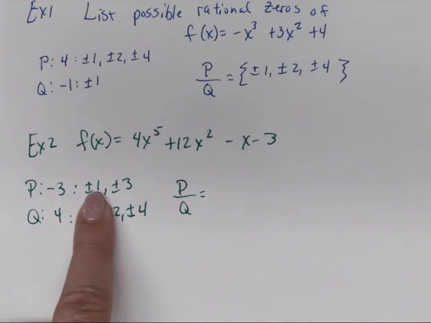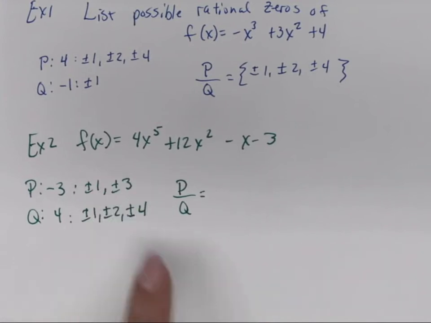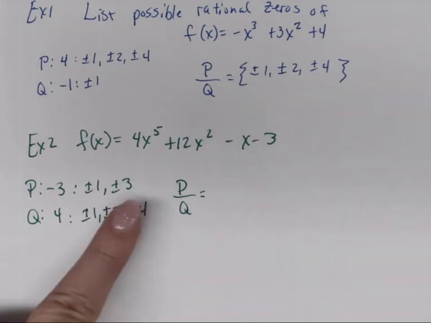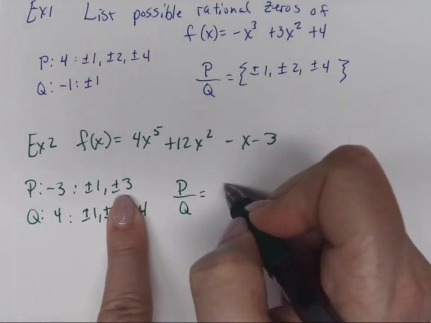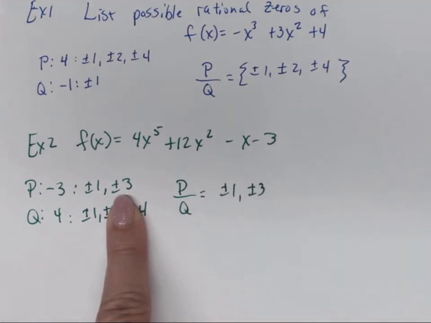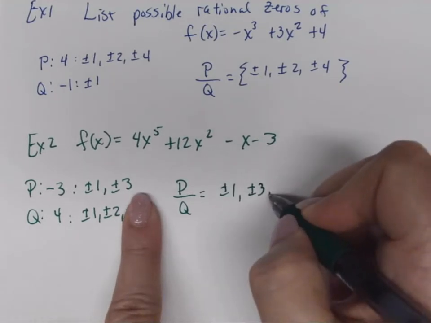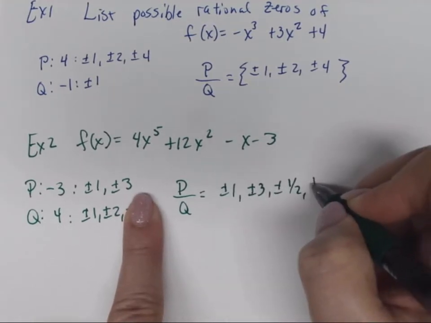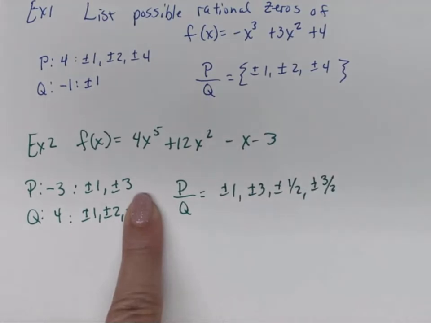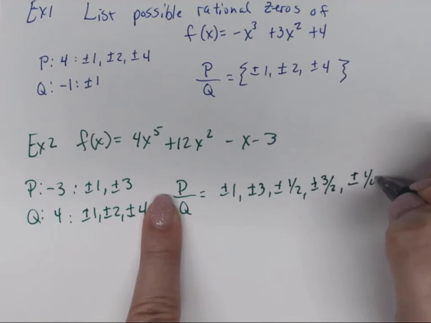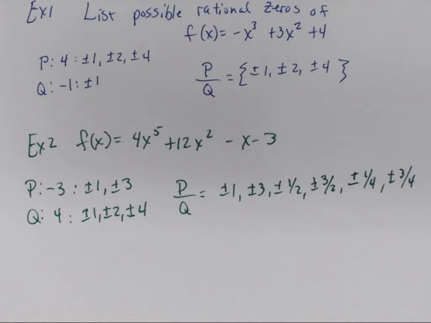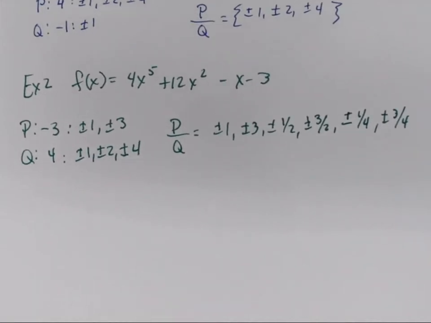So plus or minus 1 and plus or minus 3 over 1, and that's how I usually do this, is let's put them all over one number, then we'll put them all over the next number. So if we just look over 1, we get plus or minus 1 and plus or minus 3. Now, let's look at it over 2. That would be plus or minus 1/2 and plus or minus 3/2. And then over 4 would be plus or minus 1/4 and plus or minus 3/4. So that would be all of your possible zeros.